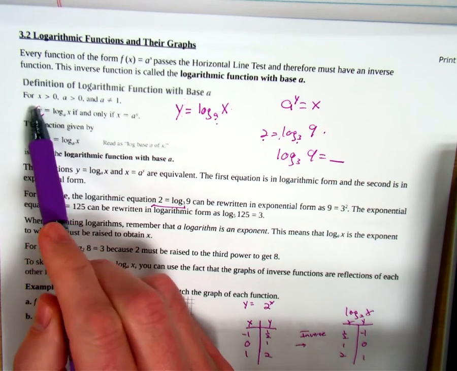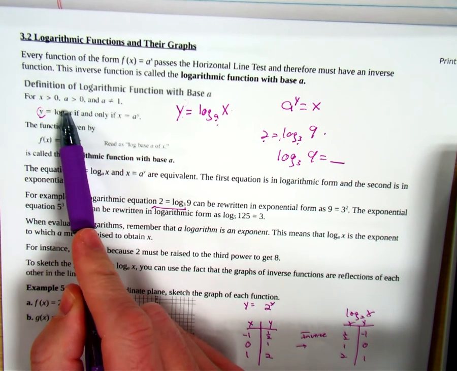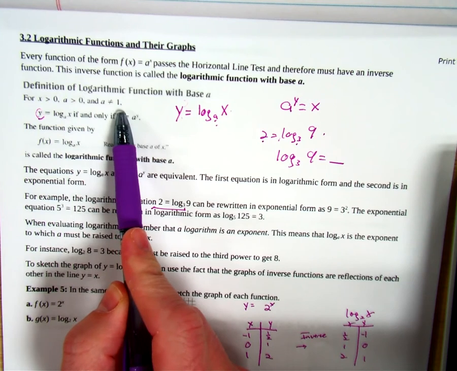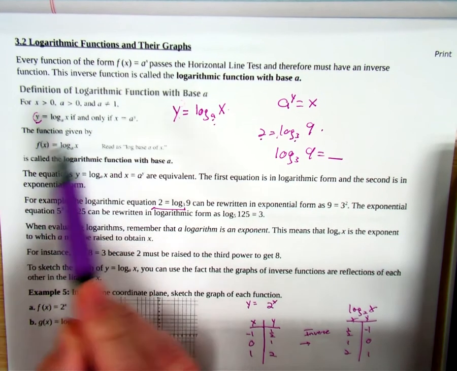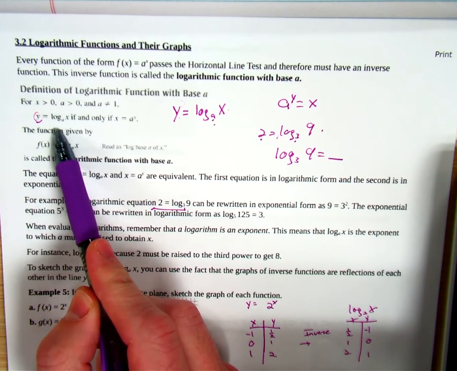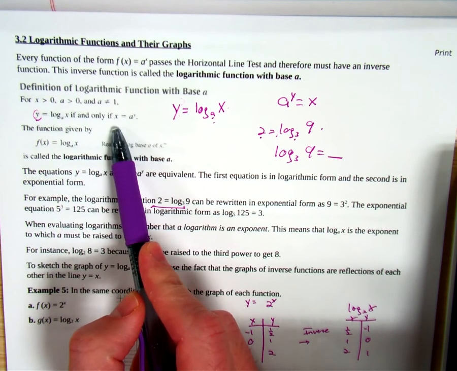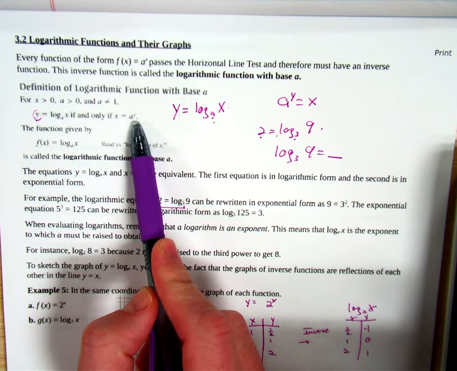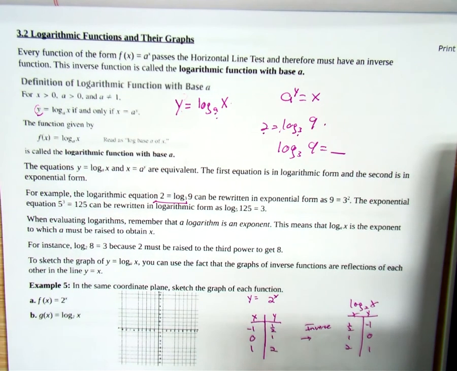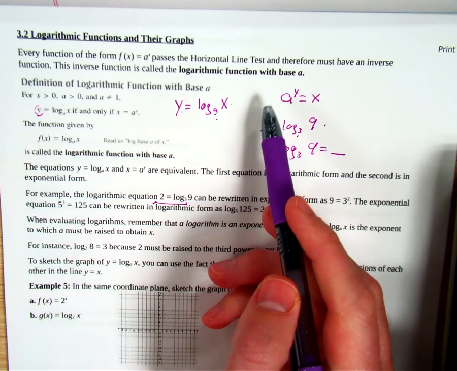So for all x greater than 0, and a greater than 0 and a not equal to 1, we have y equals log base a of x if and only if x equals a to the y power. When you're flip-flopping these back and forth between exponential form and logarithmic form, just know that they're inverses. One undoes the other, so you're converting back and forth.